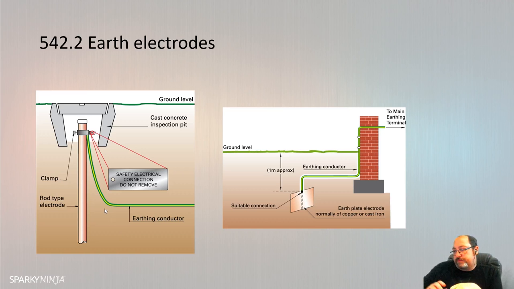The use as an earth electrode of the lead sheath or other metallic covering of a cable shall be subject to all the following. Adequate precautions will be taken to prevent excessive deterioration by corrosion. The sheath or covering shall be in effective contact with earth. The consent of the owner of the cable shall be obtained, because if they take it away, that's no good, is it?